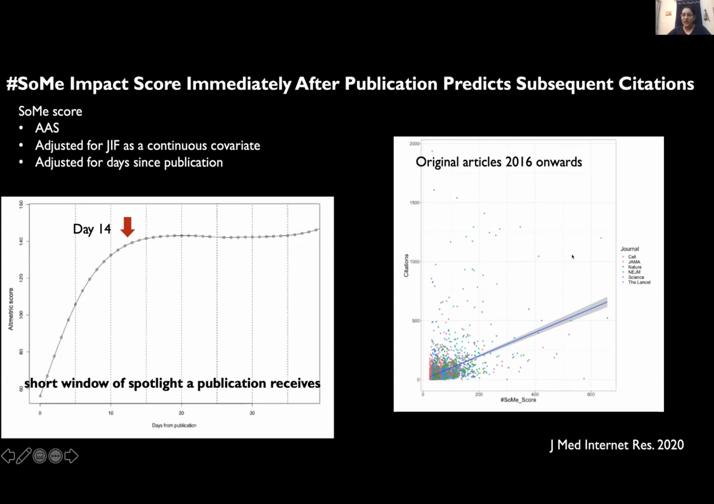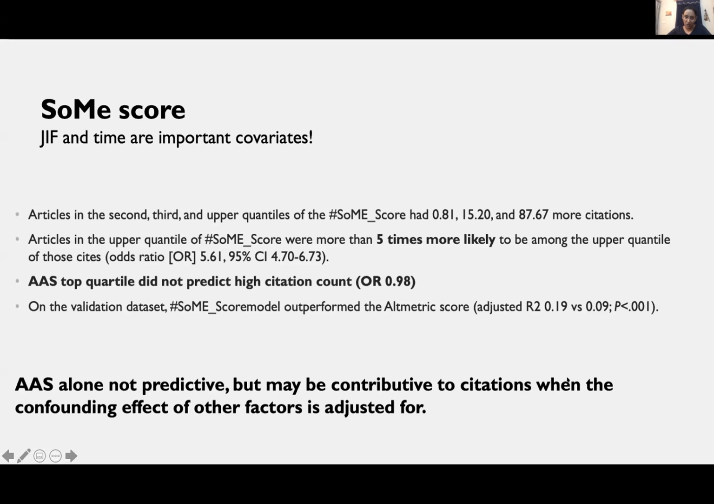They only studied articles from the top journals like Cell, JAMA, Nature, NEJM, Science, and Lancet. And they found a correlation with the number of citations. So they said that the social media score tells us that journal impact factor and time are important covariates. And the articles in the top quartiles of the social media score were also in the top quartiles of citations. And the uppermost quartile of social media score was 5 times more likely to be in the highest quartile of cites as well, while the Altmetric attention score did not show similar trends.